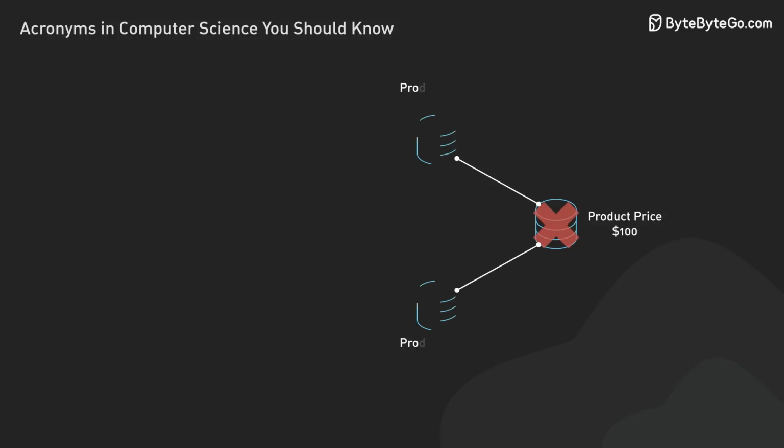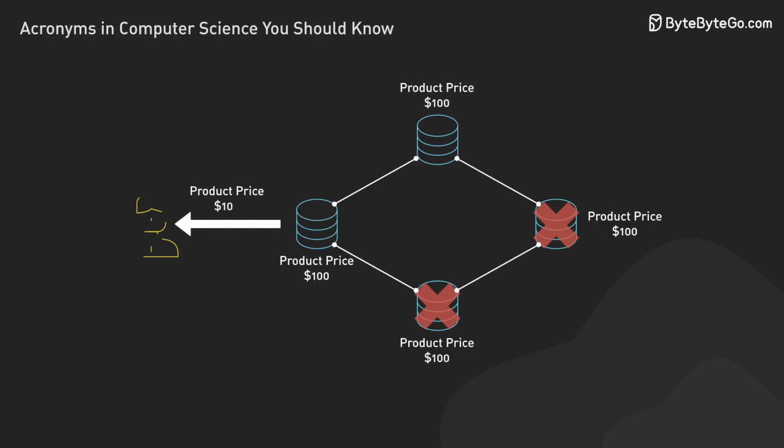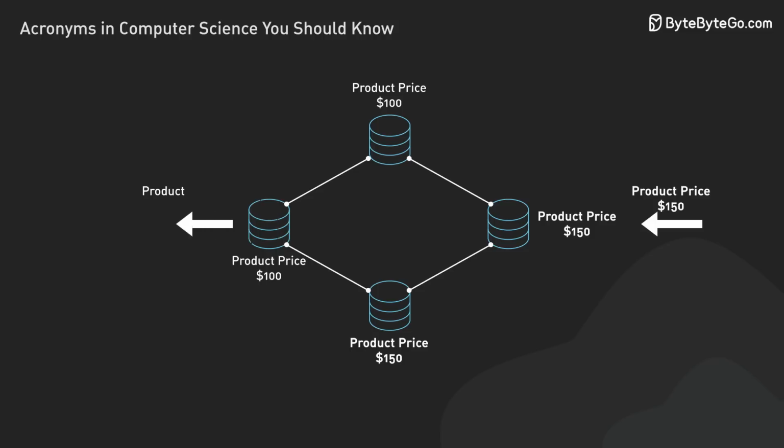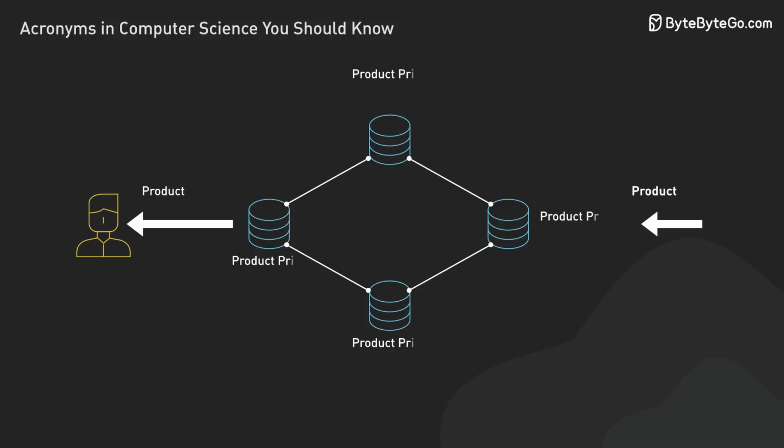Basically available means the system appears available most of the time, even if some parts fail. Soft state implies that data might change over time due to the eventual consistency model. The system does not guarantee immediate consistency, but reaches consistency over time. Eventual consistency means that the database doesn't guarantee that all transactions are seen by all users immediately, but eventually all reads will return the latest value.